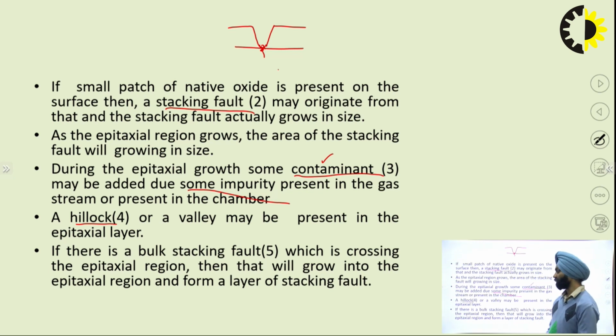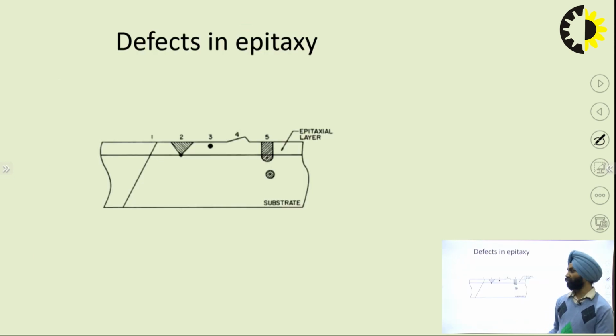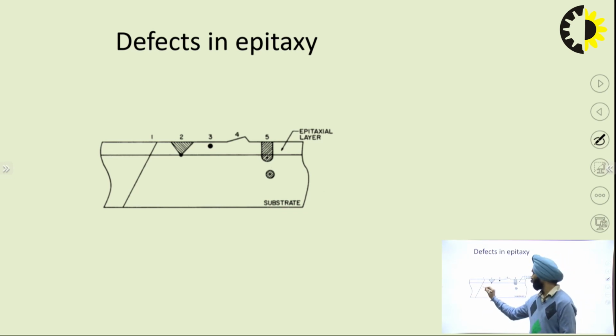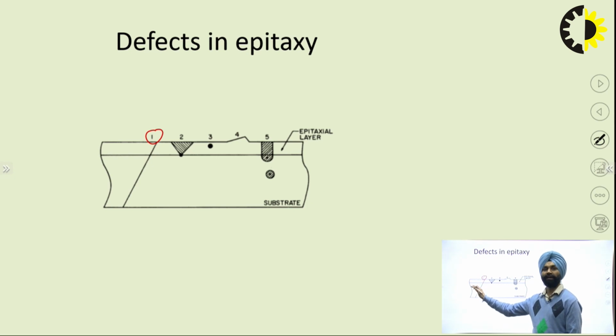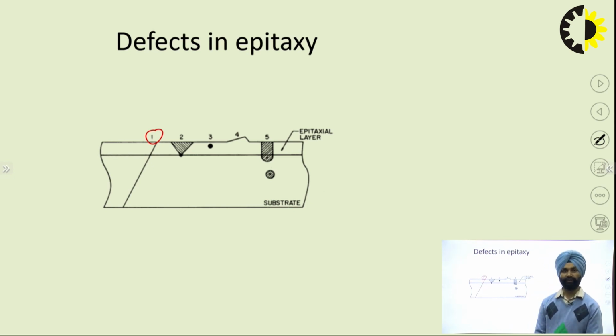The fifth type of fault is the bulk stacking fault. This is actually crossing the region of the epitaxial region and is grown into the epitaxial layer to form a layer of stacking faults. If we conclude all these things, these can be summarized like this. First is the edge dislocation, which is due to the extra amount of half plane that is exposed during the deposition on the wafer.